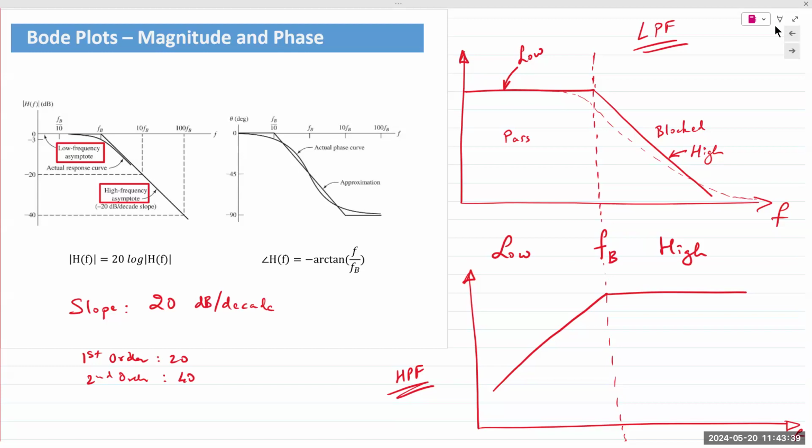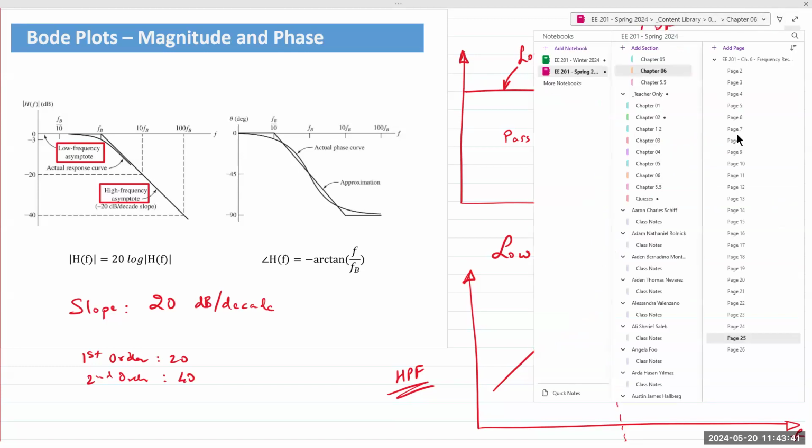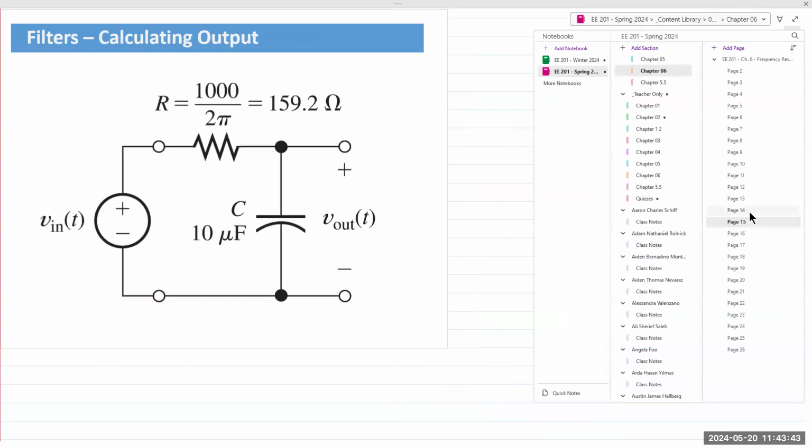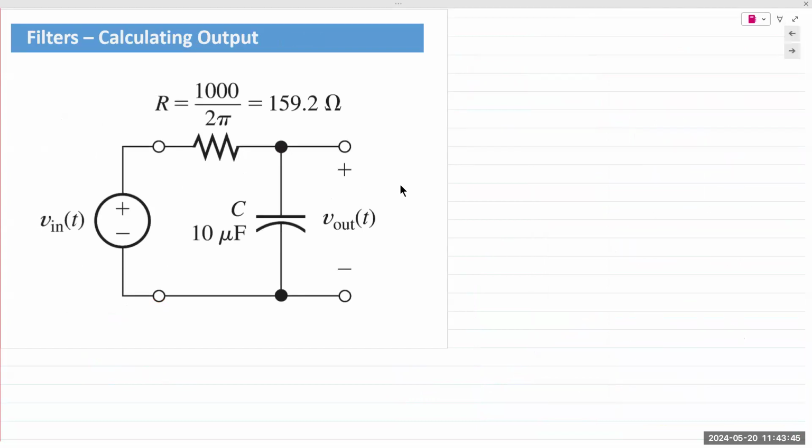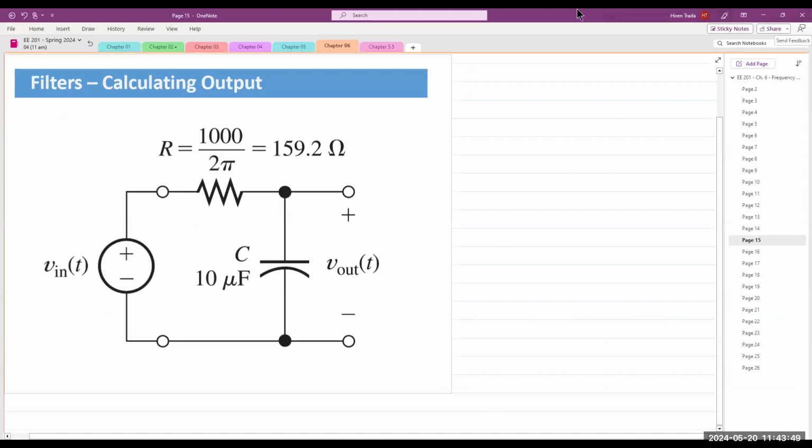Okay, let's look at the example problem then. Oh, hold on. Stop share for a second.